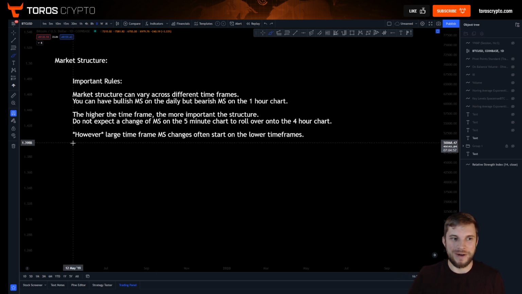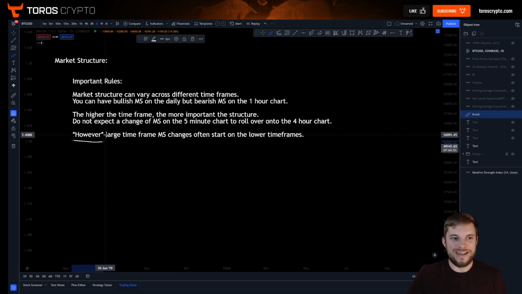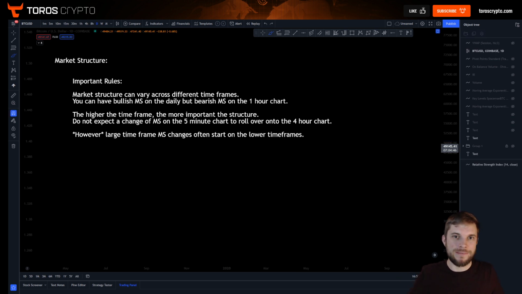However, and this is one major point, if you do get a large time frame change of market structure, it almost always starts on those lower time frames. And this is something that I like to do personally. I like to trade the real meat in the market, the heartbeat of the market, those low time frames, in order to understand where the market's going at any time, basically.